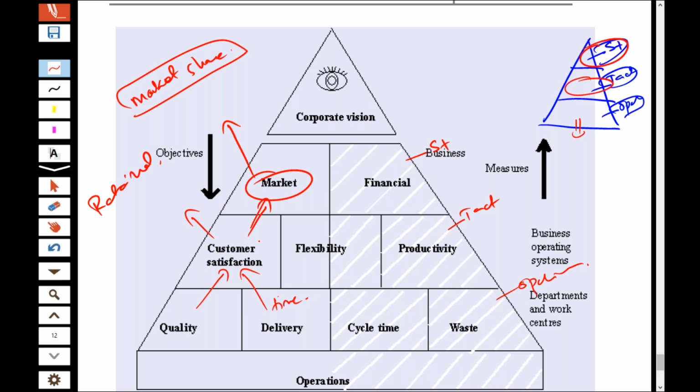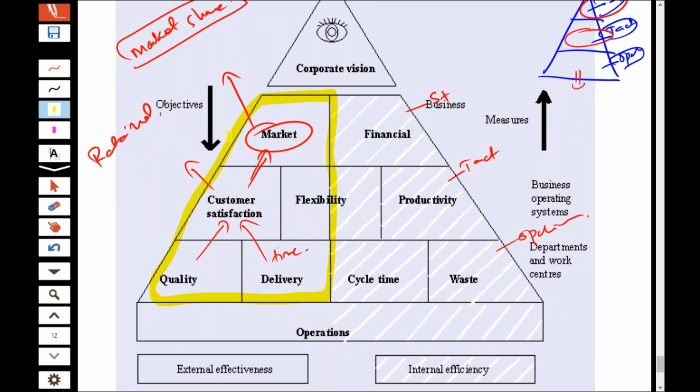So basically, consider this specific aspect. This is telling you that if you produce quality goods and deliver them on time, then the customers would be happy. And if the customers are happy, your market share would increase.